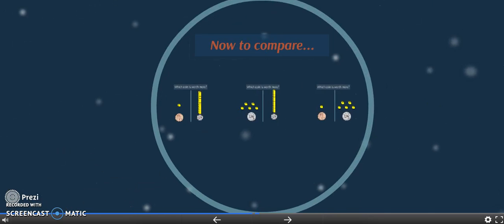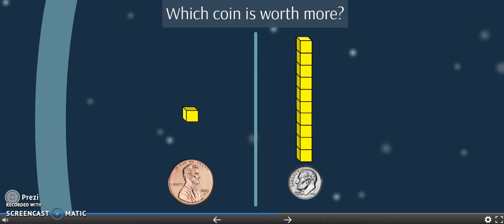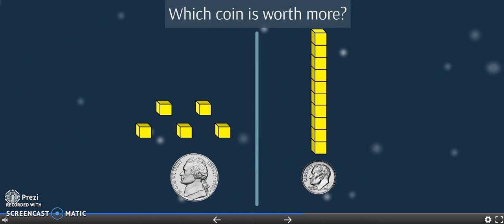Now we're going to compare. Which coin is worth more, the penny or the dime? If you guessed the dime was worth more, you'd be right, because we can see that the penny is worth 1 ones block and the dime is worth 10. Which coin is worth more this time, the nickel or the dime? The dime is worth more again, because it is worth 10 and the nickel is worth 5. And 10 is more than 5.